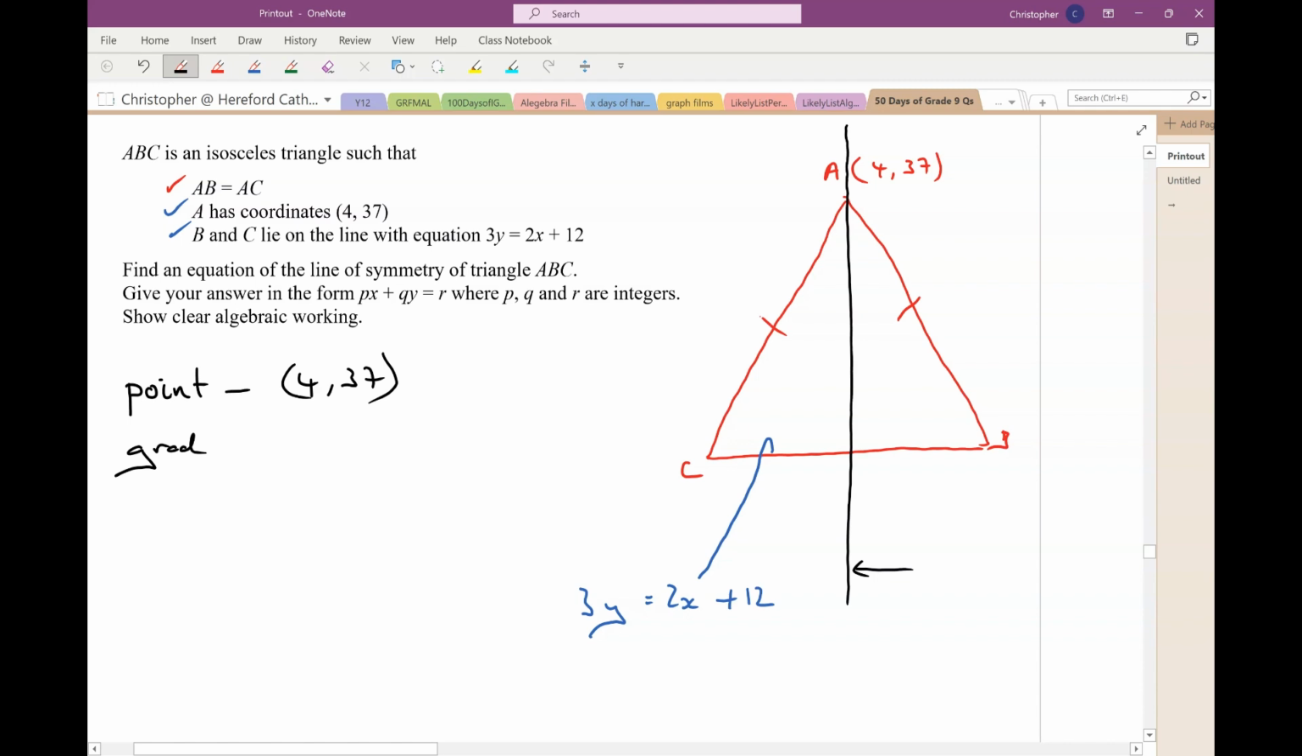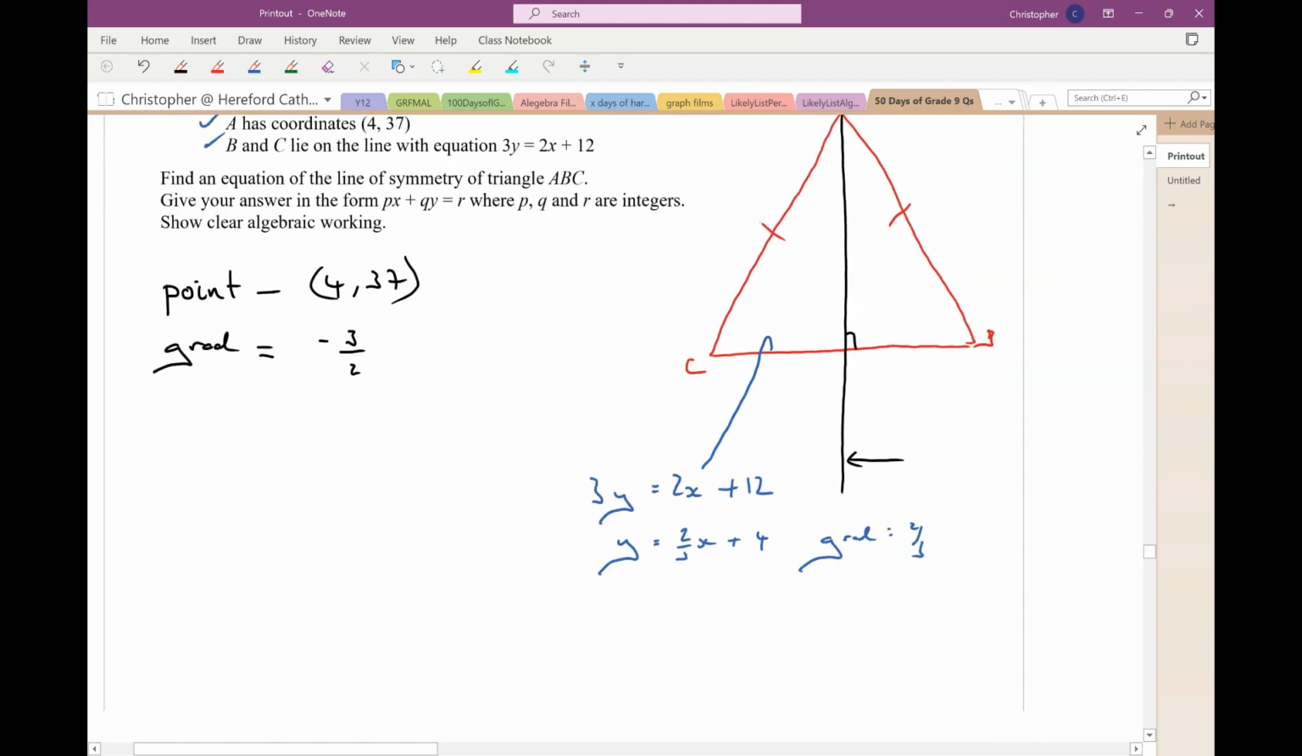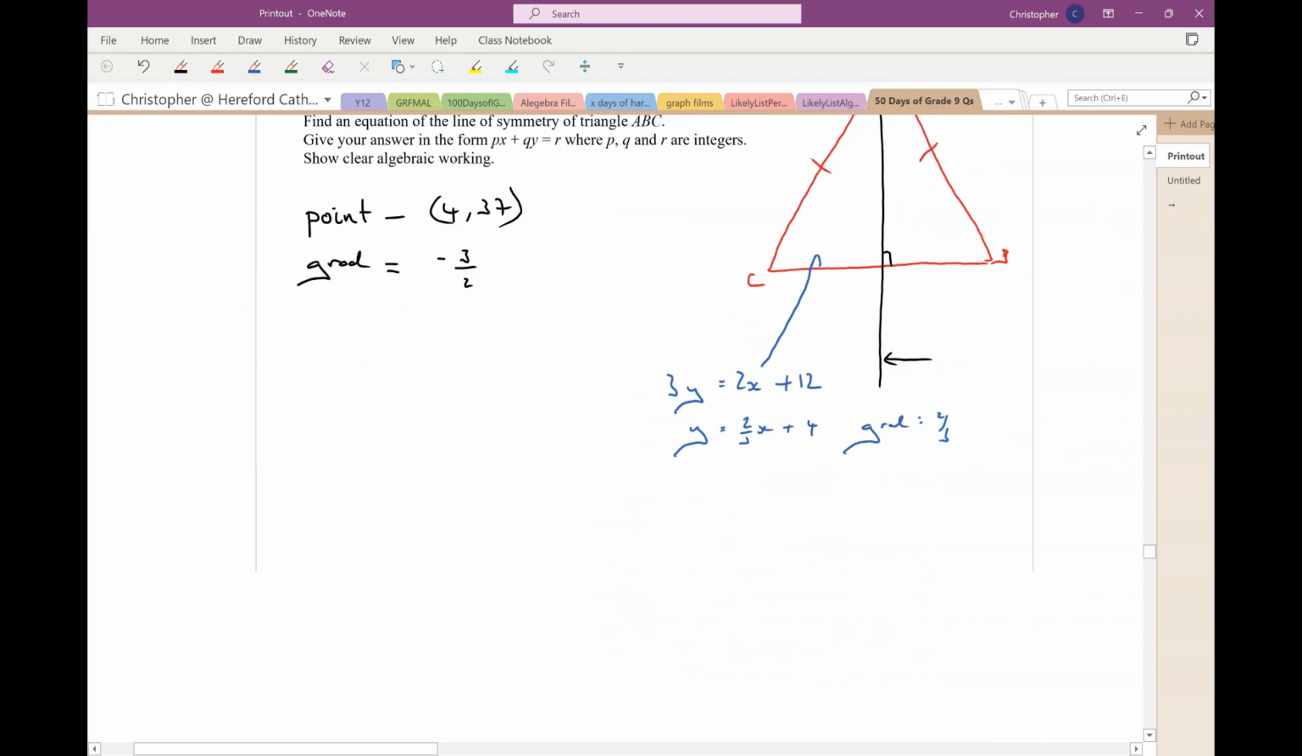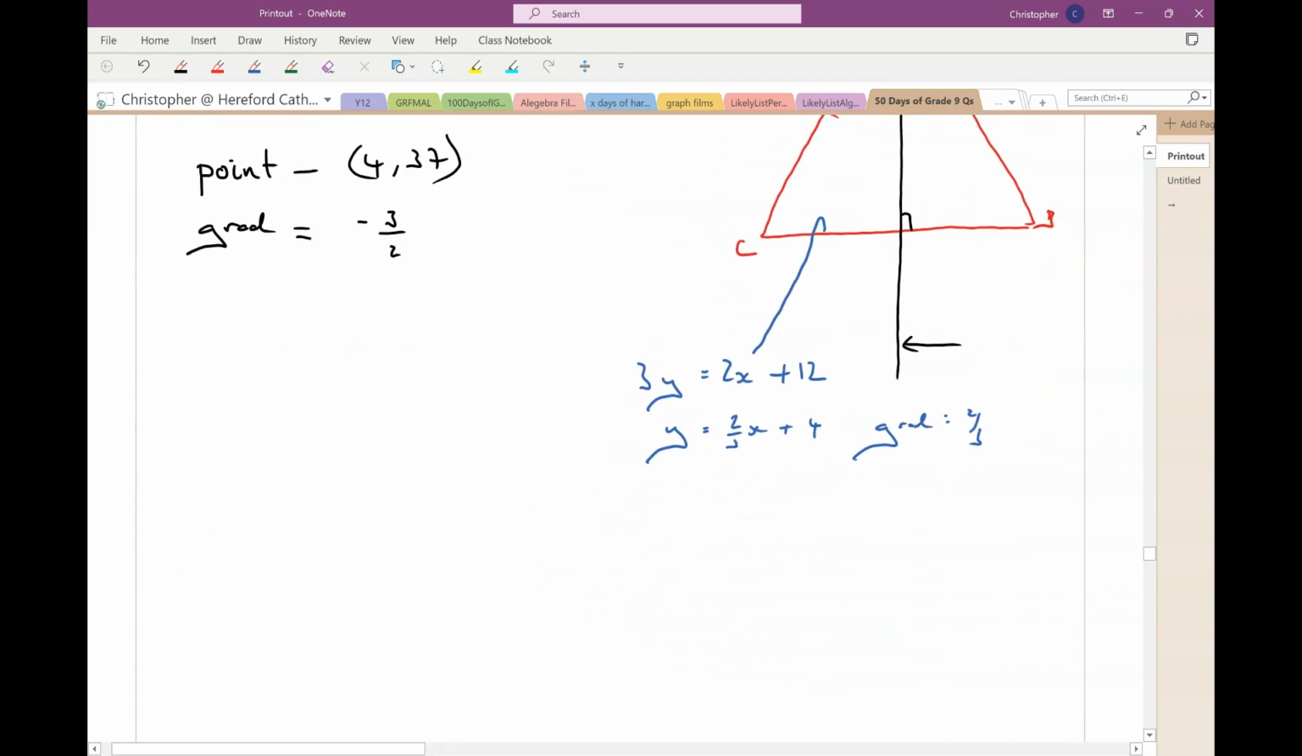Now, what about the gradient of the black line? Well, I do know that the black line is perpendicular to the line CB. And if I make y the subject of this equation here, then I'll have the gradient of CB. The gradient of CB is 2/3. So the gradient of the black line is the negative reciprocal of that, minus 3 over 2. So now I know a point on the black line, and I know the gradient, so I can find the equation of the black line.